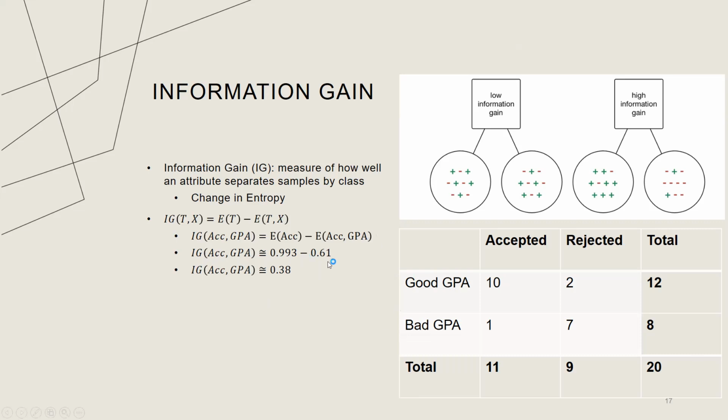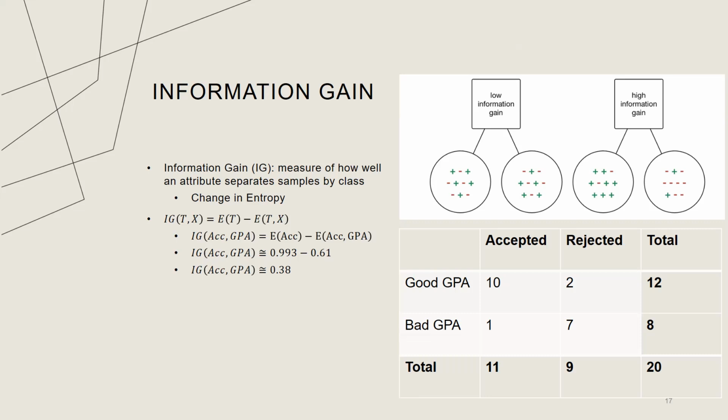I'm not going to go over this math again since we just looked at it, but essentially it's the entropy of the starting state, which we were just looking at, accepted versus rejected, minus the entropy of acceptance given their GPA. So we can just take the subtraction. We just did the math previously, and we got 0.38. So that means our information gain from looking at GPA is that our entropy changed by 0.38. We'll get into why we want to use information gain in the next slide. So does everyone understand that section right there?